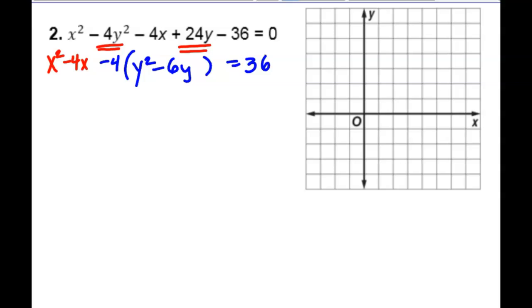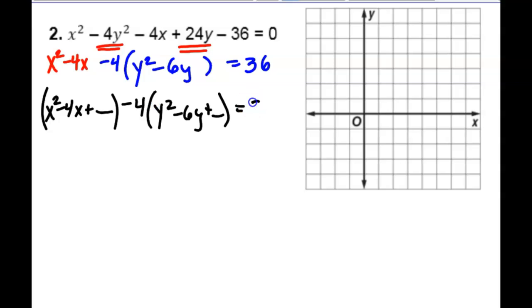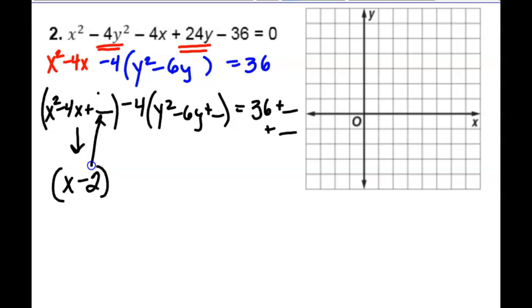Okay, I'll write it one more time with some blanks. x squared minus 4x plus blank, and then minus 4 times the quantity y squared minus 6y plus blank equals positive 36 plus a couple blanks. All right, what is this quantity? Take half, which would be x minus 2. Then square it, it's a 4, and we added a 4 on the other side.